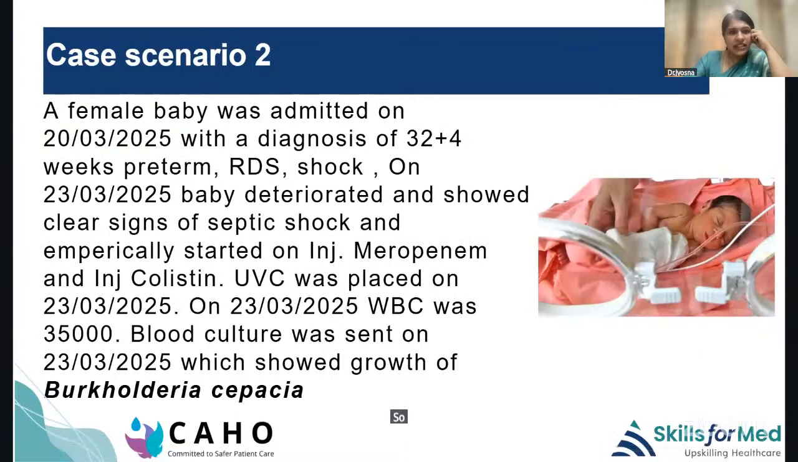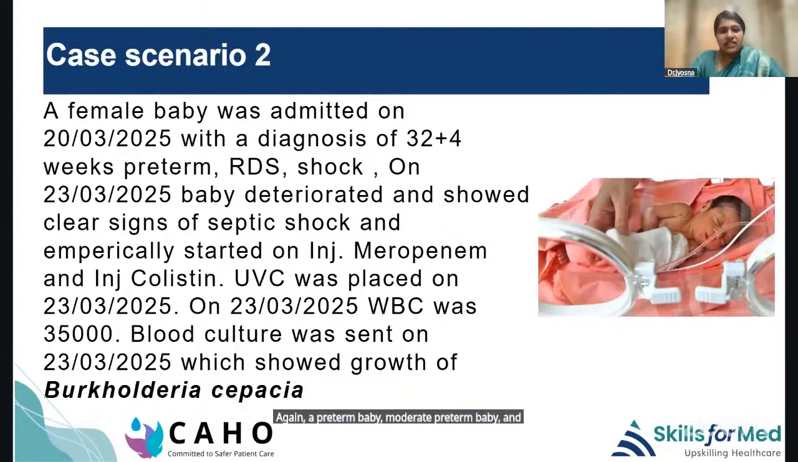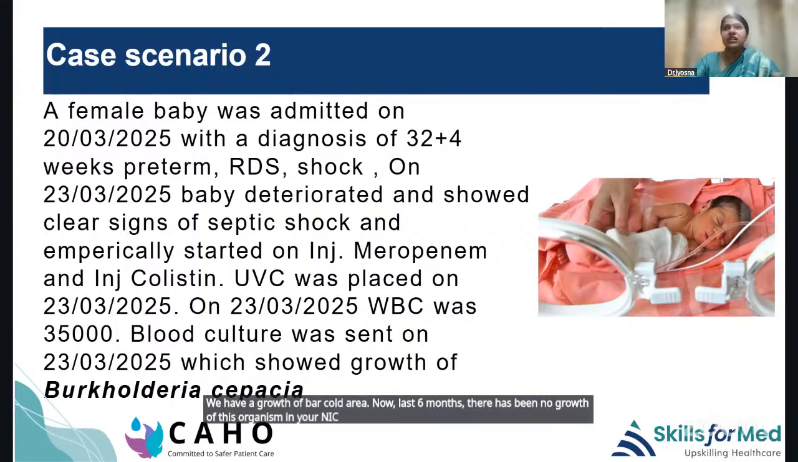So similarly, on the 20th, you had another admission. Again, a moderate preterm baby, and again 3 days after admission, the baby was worsening, going into septic shock. Blood cultures were sent. Again, we have a growth of Burkholderia. Now, in the last 6 months, there has been no growth of this organism in your NICU, and suddenly, within a period of 1 week, you are having 2 cases.